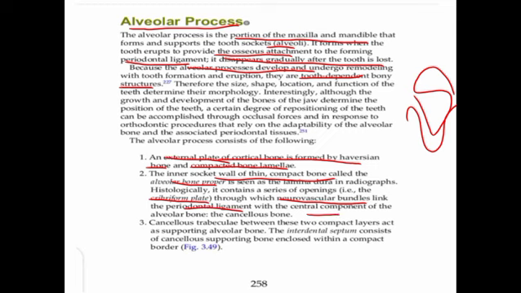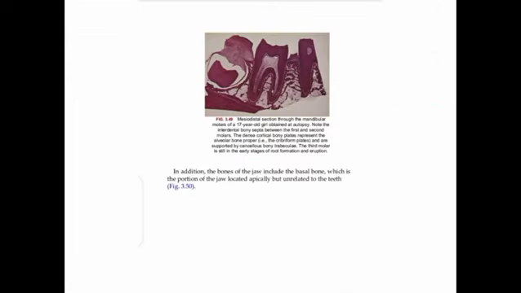The central component of the alveolar bone is cancellous bone. We know the outer part is compact bone and the inner part is cancellous bone. The cancellous trabeculae between the two compact structures act as support for the alveolar bone. The interdental septum consists of cancellous supporting bone enclosed within a compact border. In addition, the bones of the jaw also include a basal bone, which is the part of the jaw located apically but unrelated to the teeth.